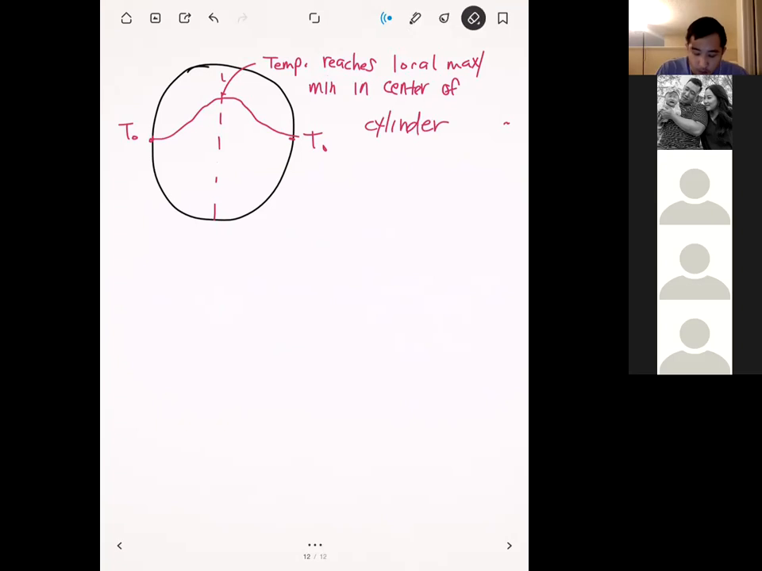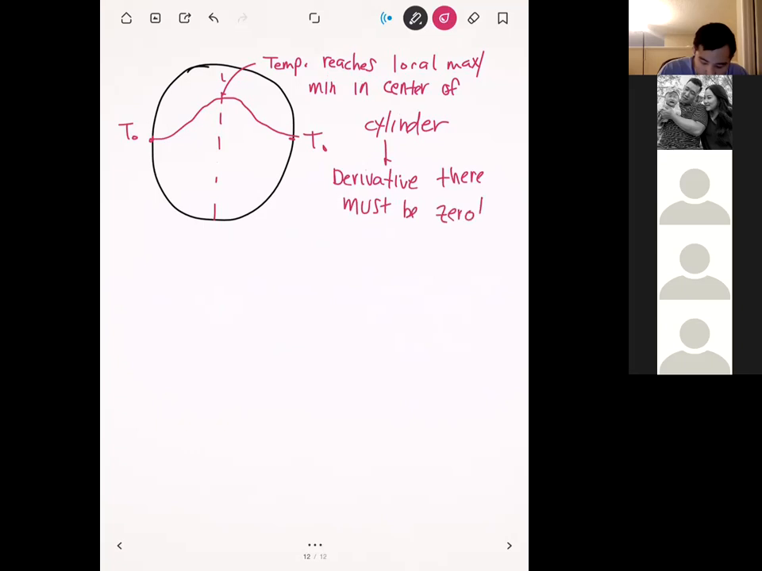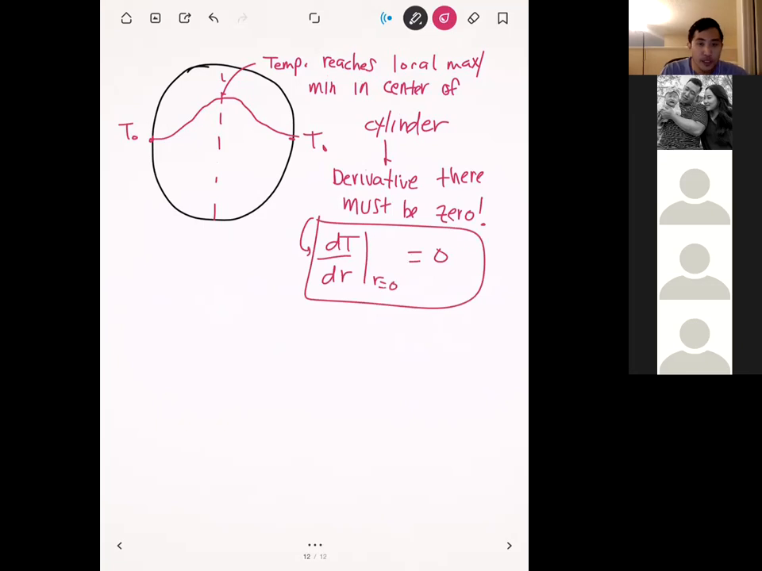And from calculus, we know that whenever we have a maximum or a minimum in a function, the derivative there is going to be 0. And so in other words, dT/dr at r equals 0 has to equal 0 in order for there to be a maximum or a minimum there, right? Or in other words, in order for us to have a symmetric profile. And so let's apply this boundary condition to our general solution.